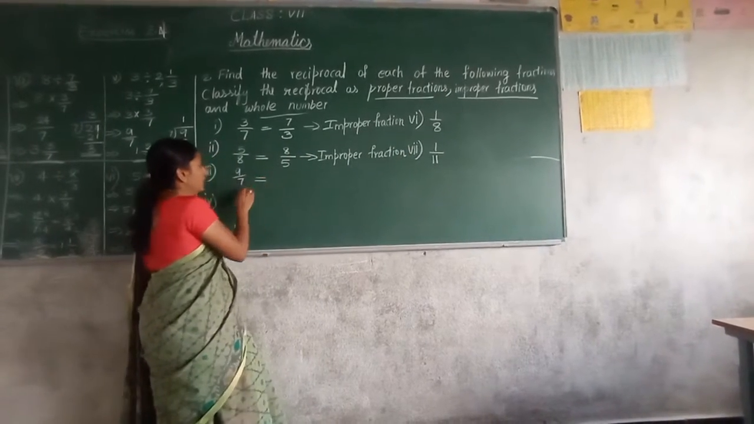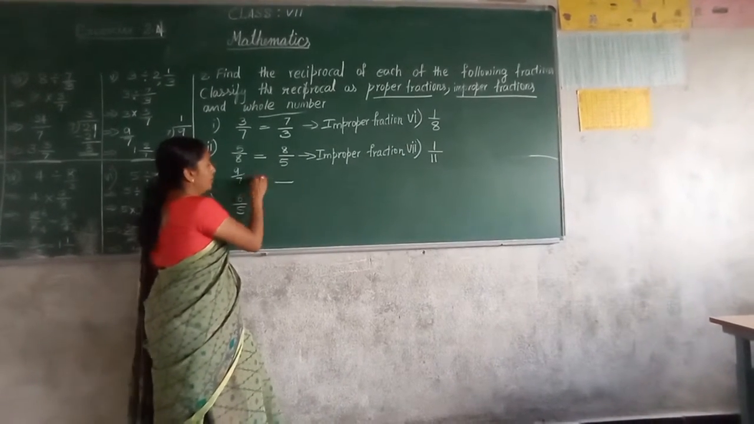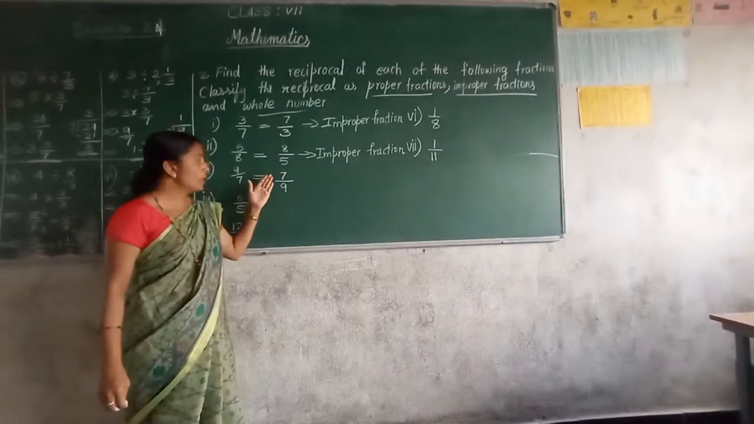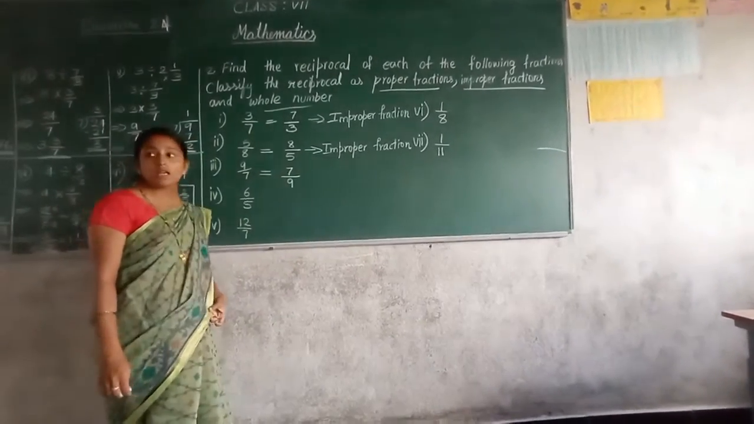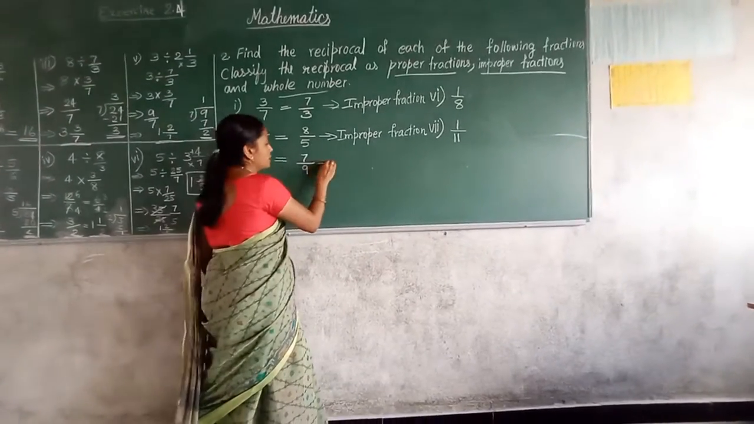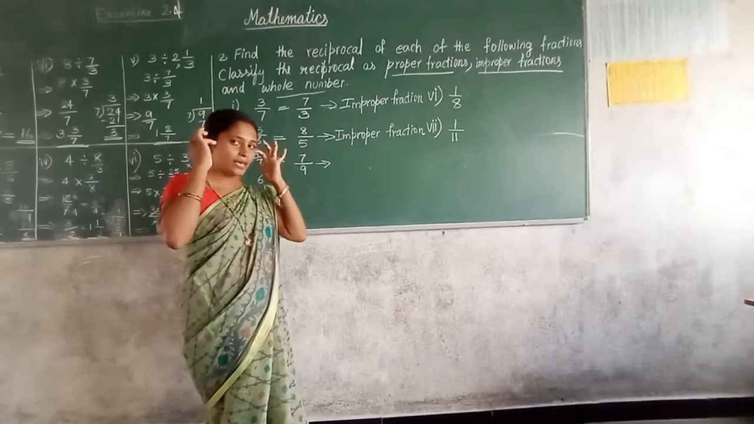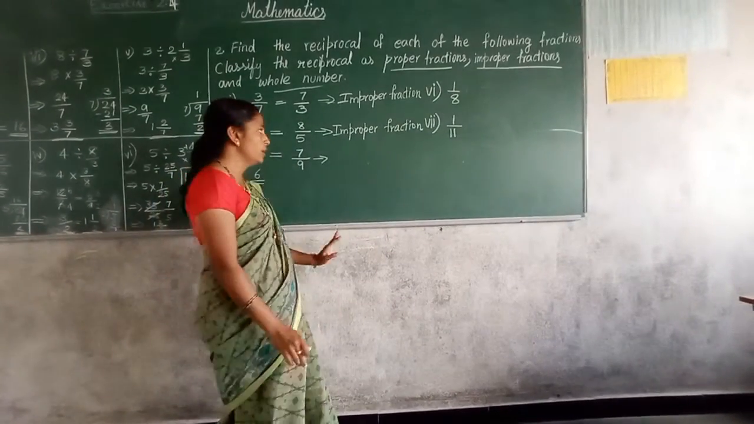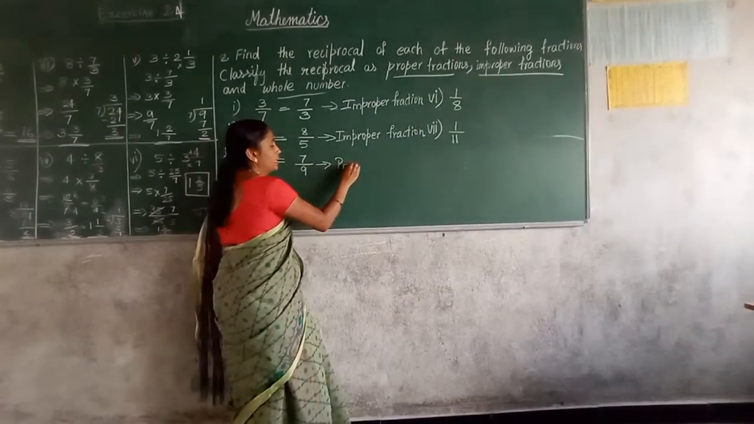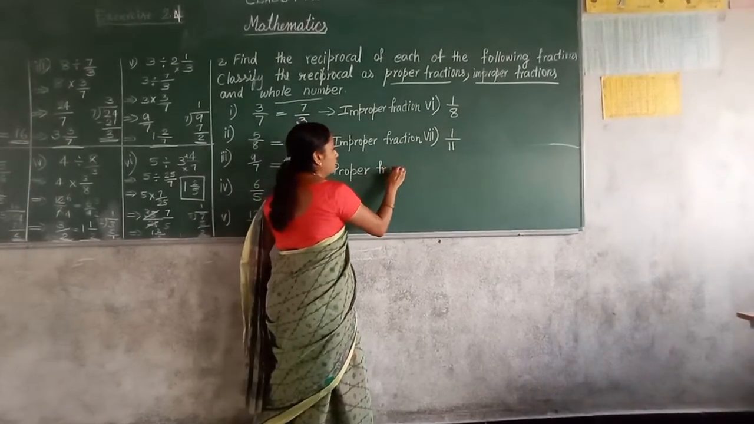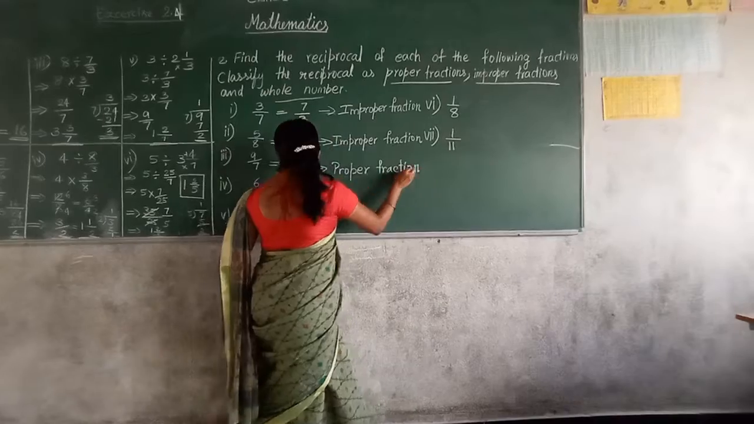Then the second thing is 9 upon 7. The numerator becomes the denominator 7. Now you compare the numerator with the denominator. The numerator is less, so it looks proper. As I told you, the head is small, the body is big, it looks proper. If the head is big, then it looks improper. So you can write proper fraction.